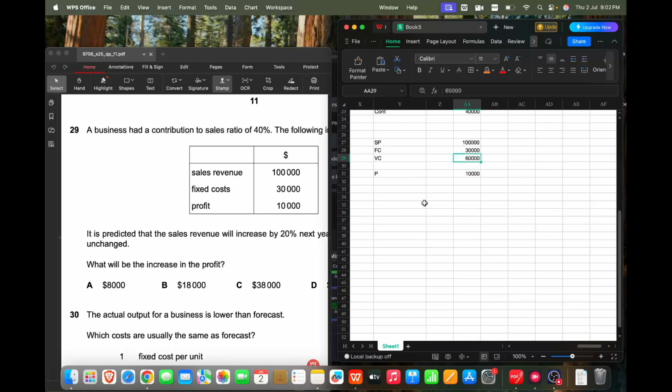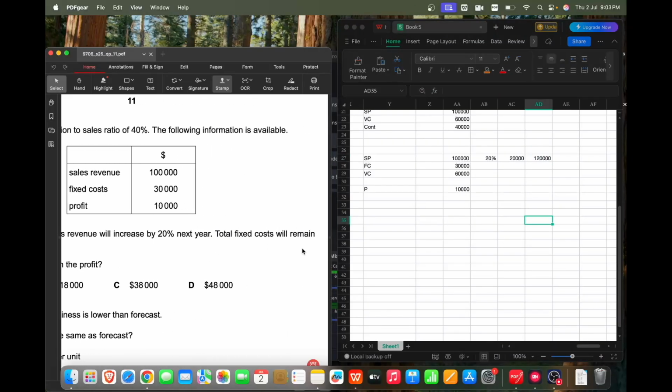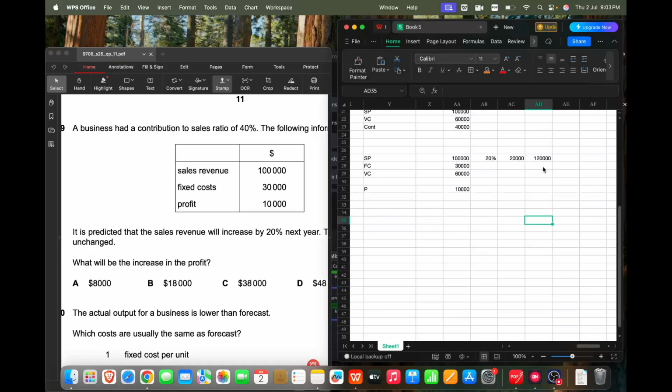Now once we calculate the variable cost, the real solution begins. They are saying that revenue will increase by 20%. So if this is increased by 20%, then 20% of this, into 20%, is 20,000. So the new revenue would be 120,000. As the question said, fixed cost will remain unchanged, so fixed cost will still be 30,000 here.